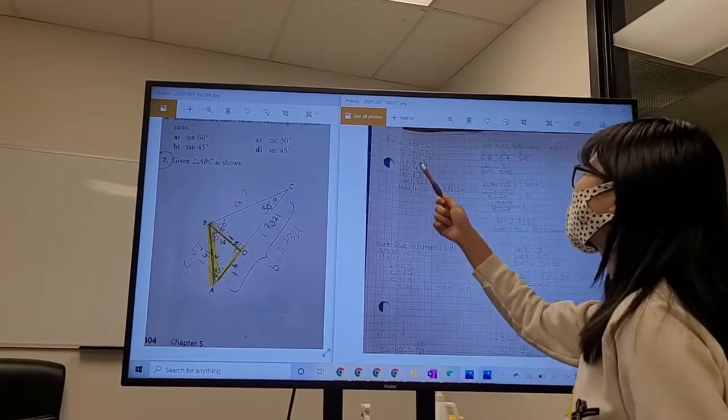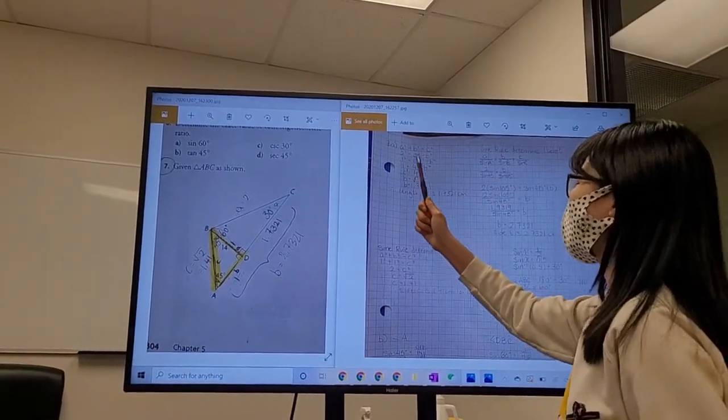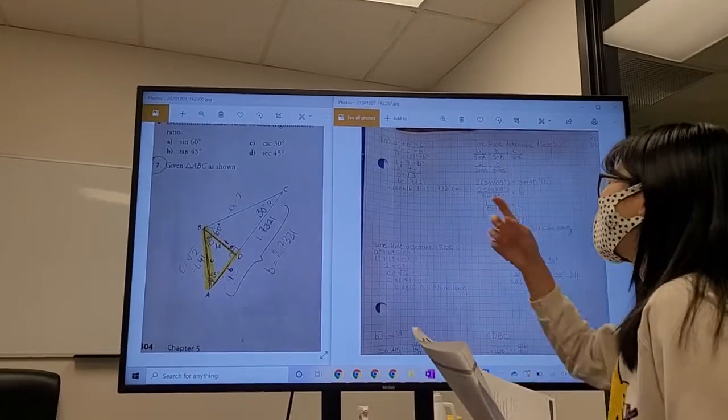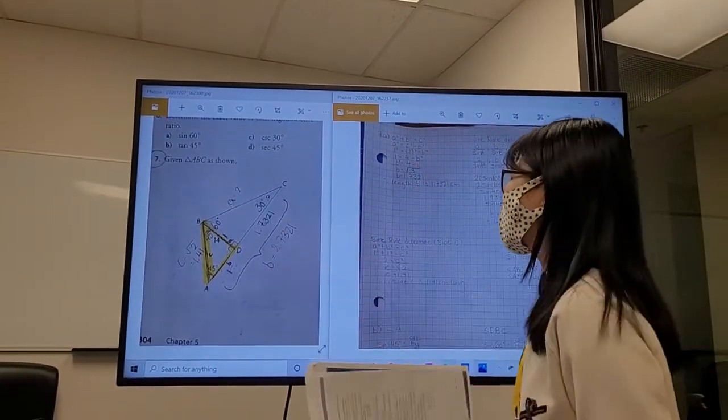So it'll be a squared plus b squared equals c squared, but I flipped it to find a squared, and then you plug in all the numbers.